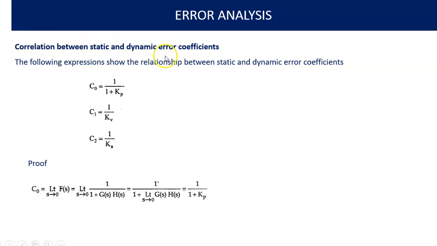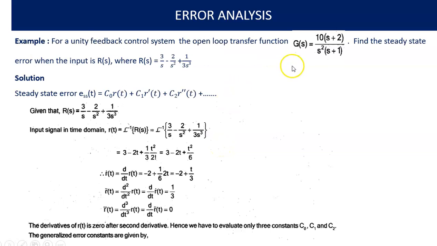Now there is a correlation between static and dynamic error coefficients. The following expressions show the relationship between static and dynamic error coefficients. C0 is equal to 1 by 1 plus Kp, C1 is equal to 1 by Kv, C2 is equal to 1 by Ka. That is, we can prove that C0 is equal to limit s tends to 0 f(s). That's equal to limit s tends to 0, 1 divided by 1 plus g(s)h(s). That's equal to 1 divided by 1 plus limit s tends to 0 g(s)h(s). That's equal to 1 by 1 plus Kp. By definition, Kp is equal to this. So that's the correlation. Now we can do one problem.